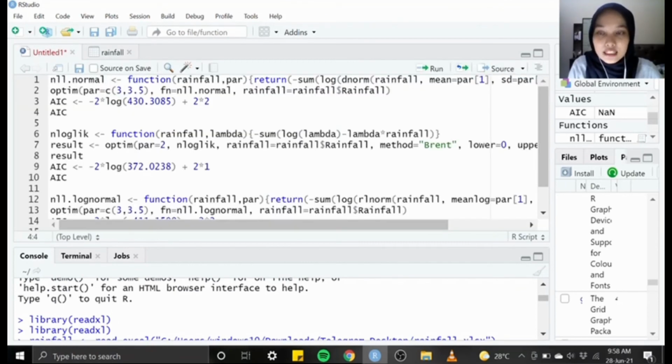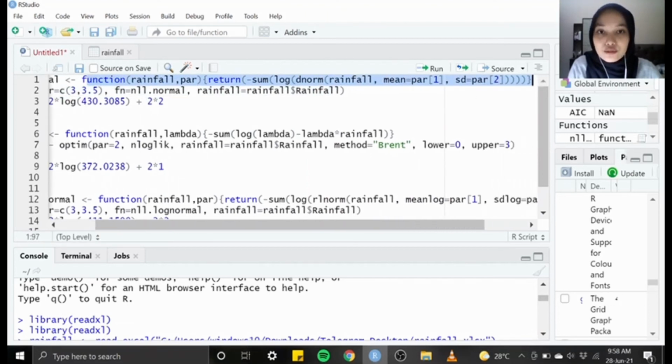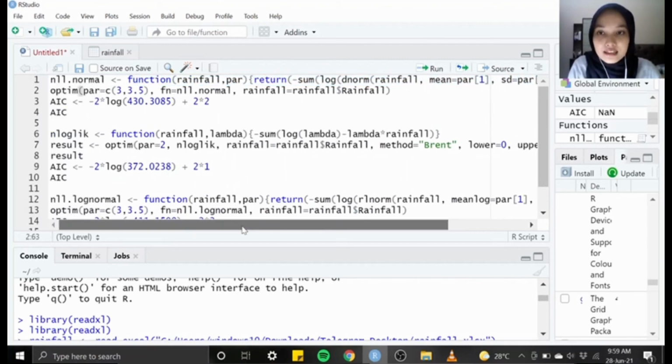So firstly, we need to find the normal distribution. The goal here is to find the maximum likelihood estimate for our parameters, which are the mean and also the standard deviation. So first we use the function and return function to declare and define our likelihood function. Next, the optim function over here is to find the value for the mean and also the standard deviation.